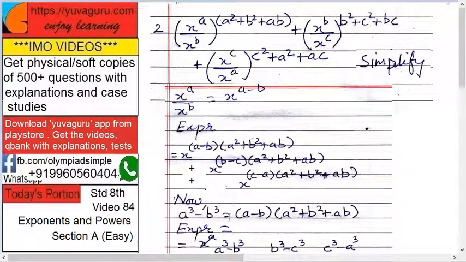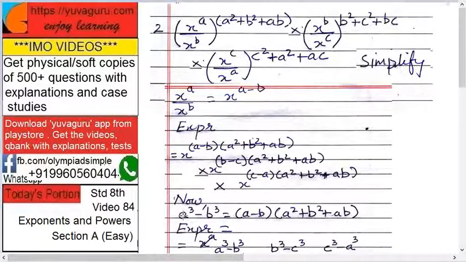a cube minus b cube equals a minus b into a square plus b square plus ab. Do you find any similarity in the above expression? Yes. So it becomes what? This expression becomes, this multiplication was right over here. The question was wrong. It should be multiplication everywhere. There should not be plus. Okay, so continue with multiplication.